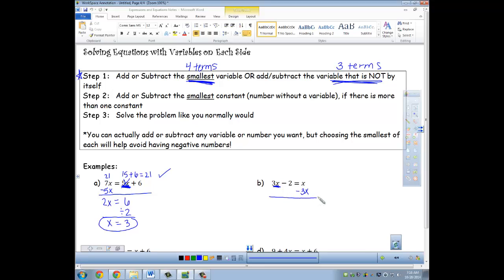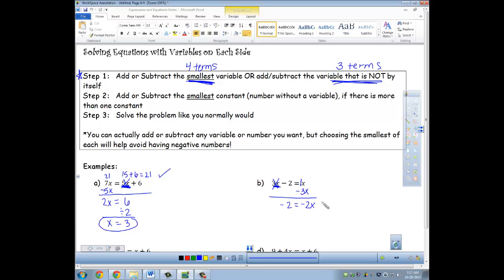Now this is where it gets a little tricky. My 3x goes away, but remember minus and negative, same thing. So this is actually a negative 2. So you want to bring down the whole negative 2. Bring down your equal sign. Also remember that when x is by itself like this, there's an invisible 1. So 1 minus 3 is negative 2x.